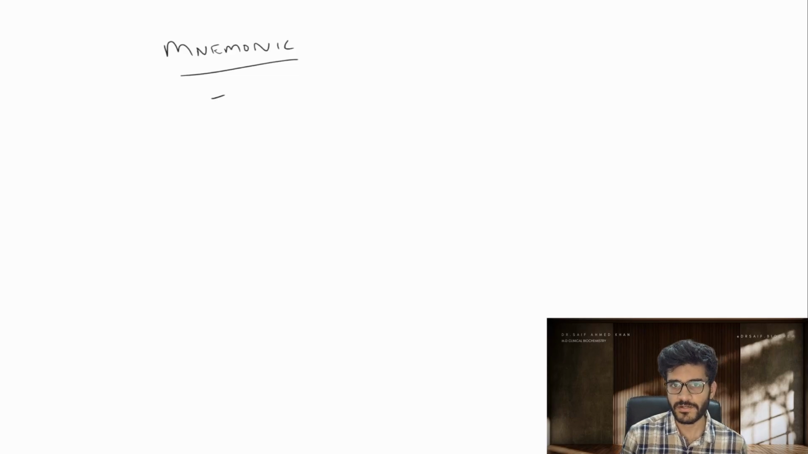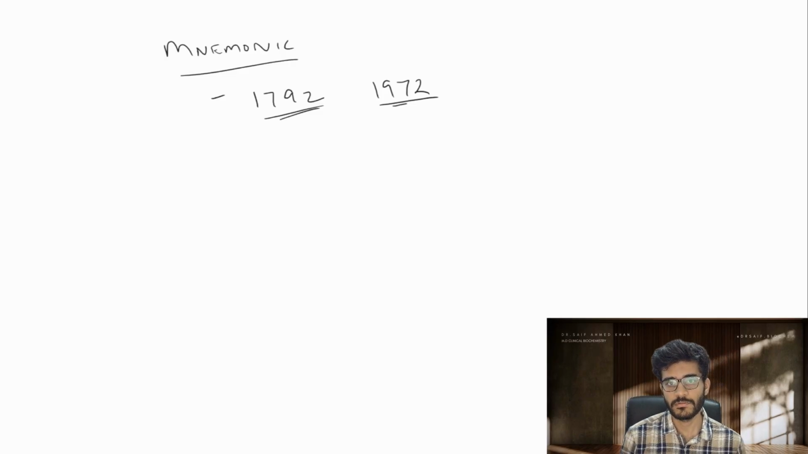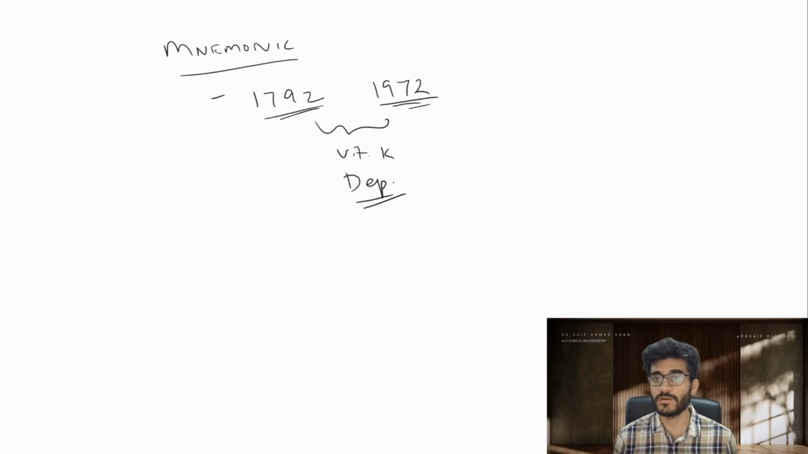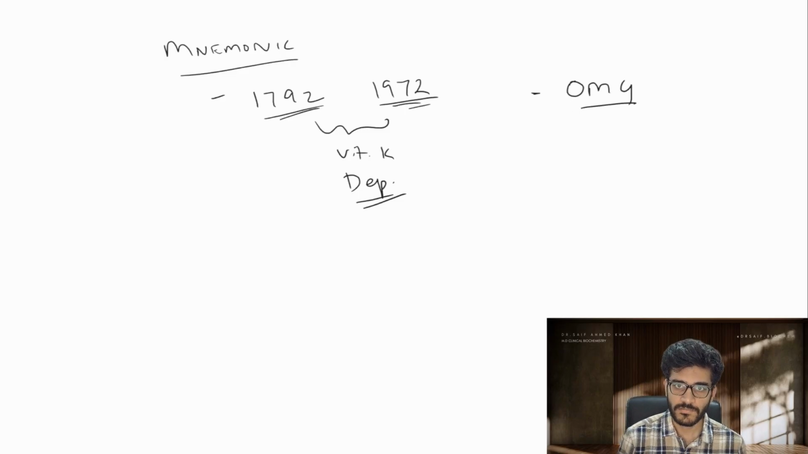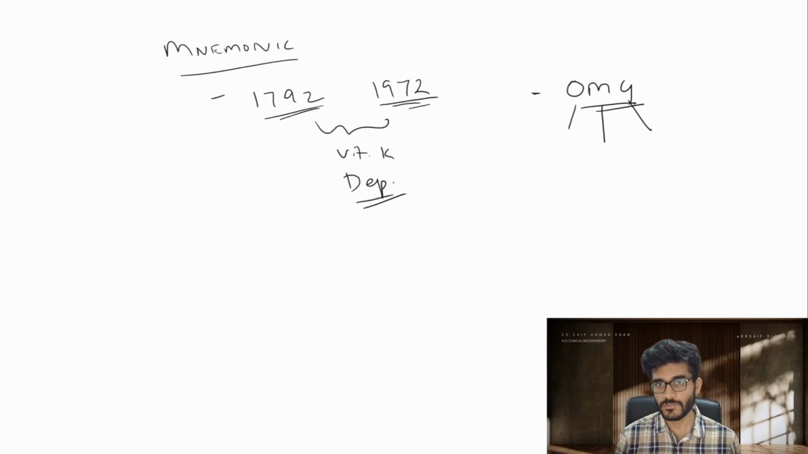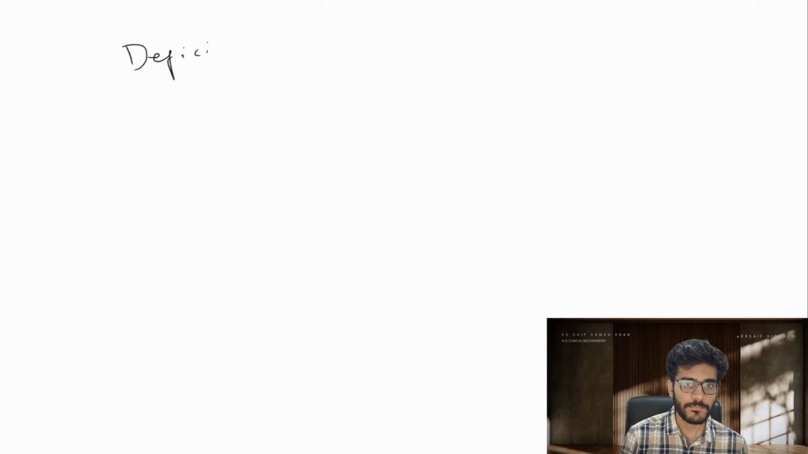The mnemonic is, actually, I've already given this to you. It is 1792, or you can also remember it as 1972. Whichever you feel like remembering, you can remember. These are all vitamin K dependent clotting factors. The next mnemonic is OMG: Osteocalcin, Matrix GLA protein. So these OMG are the extrahepatic functions of vitamin K. Then we come to the deficiency.